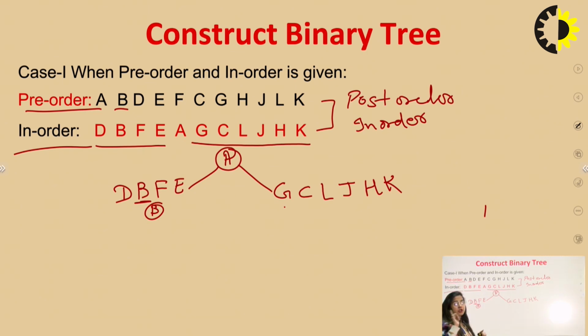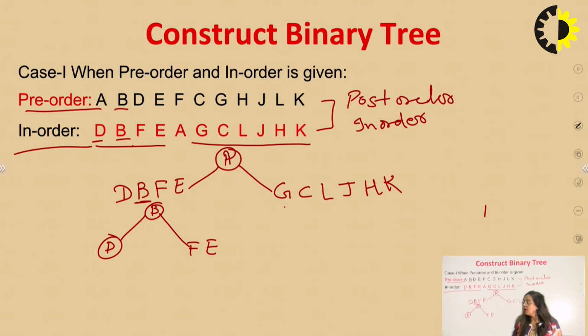Now check in the in-order where B is. According to this, B is here and the left side is D, meaning D will come here on the left side, and here come F and E. Got it? After that we check the second. This one is D. D comes, and we check that D is last, so we use it as the last left subtree.